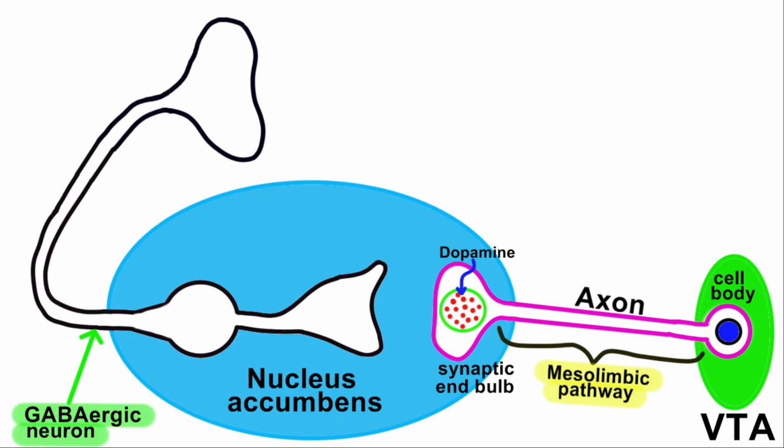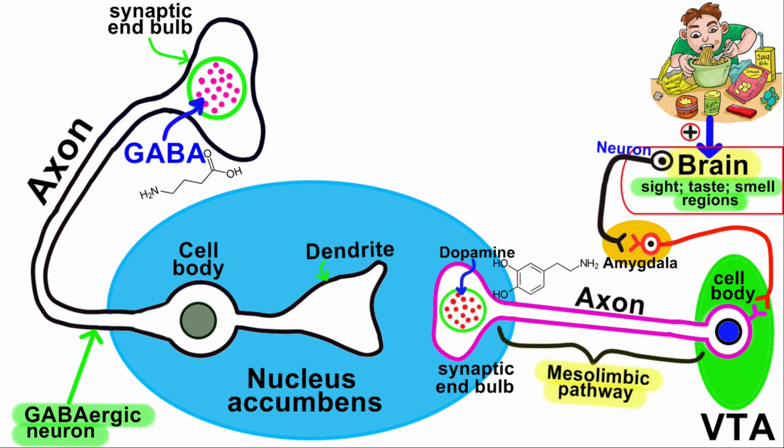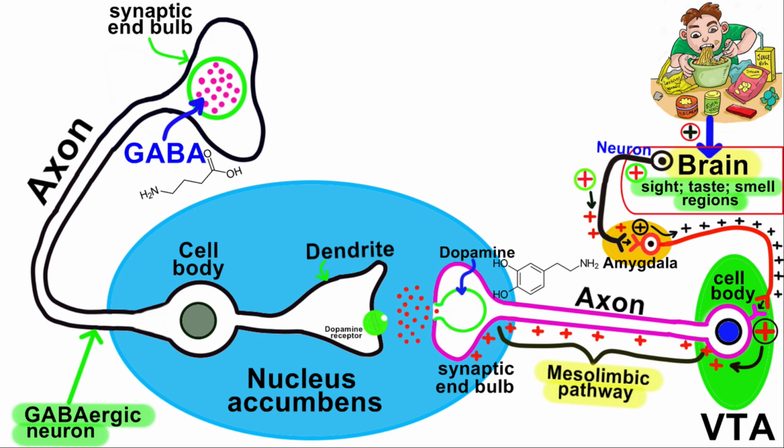Let's zoom in on these structures. Here you can see the VTA, the nucleus accumbens, and the mesolimbic pathway. Now imagine you're eating your favorite food. The parts of the brain responsible for sight, taste, and smell will stimulate the amygdala, which stimulates other neurons, which, in turn, will stimulate the dopaminergic neurons from the VTA. The dopaminergic neurons will release dopamine, which will bind to the receptors on the medium spiny neurons and will inhibit them. The inhibition happens due to the D2-like receptors. They are coupled to the G inhibitory protein, which will inhibit the neuron. So now, the GABAergic neurons are inhibited.